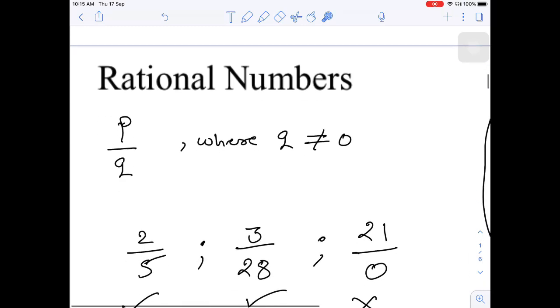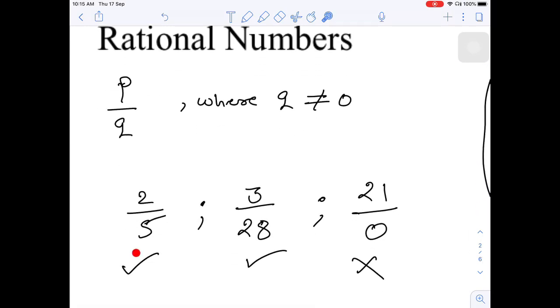Let us consider some examples. Here in this first example, 2 upon 5, it is in numerator denominator form, so we can say that it is in p upon q form, and the denominator is not equal to 0. So yes, we can say that this number is a rational number. I'm just highlighting it with a green color.